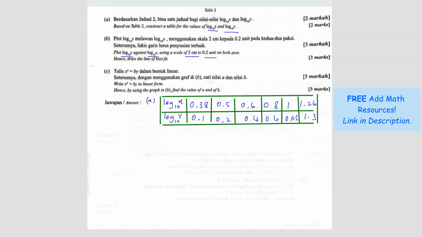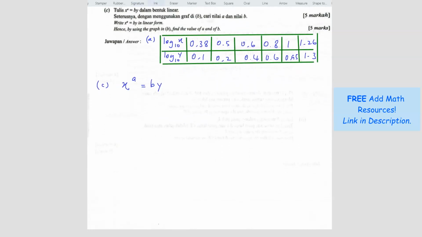Now question C, what they're asking for: write x^a = by in linear form. Hence, by using the graph in B, find the value of a and b. That means we want to convert it to linear. So we have x^a = by, and we add log on both sides.